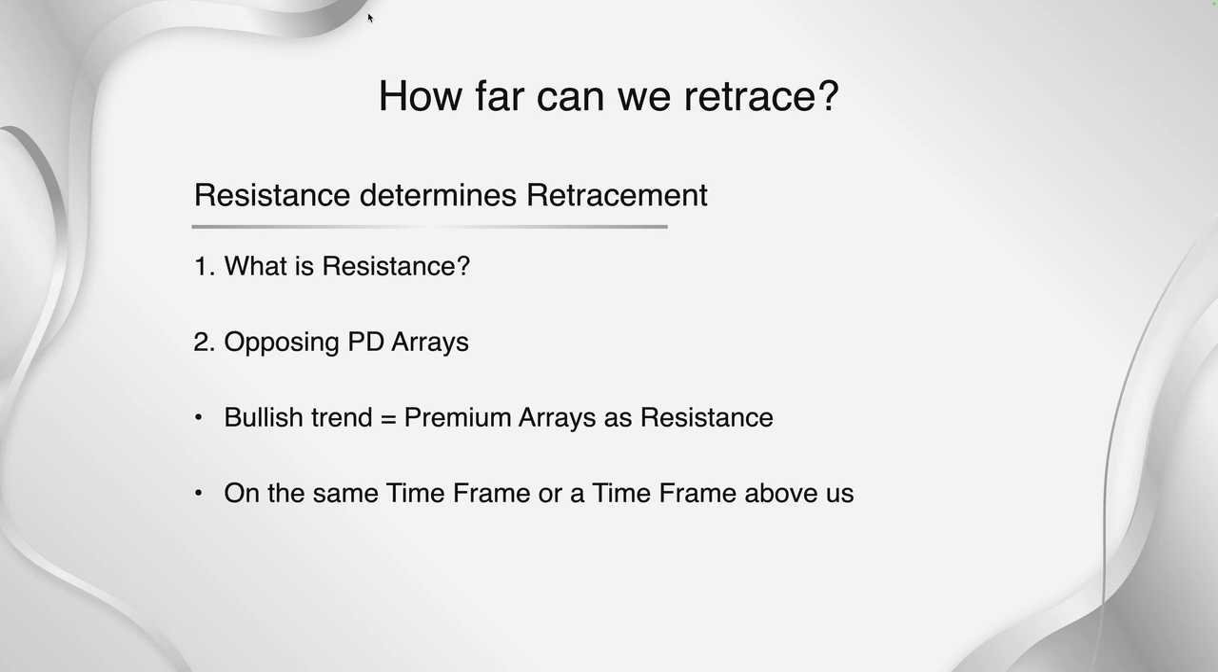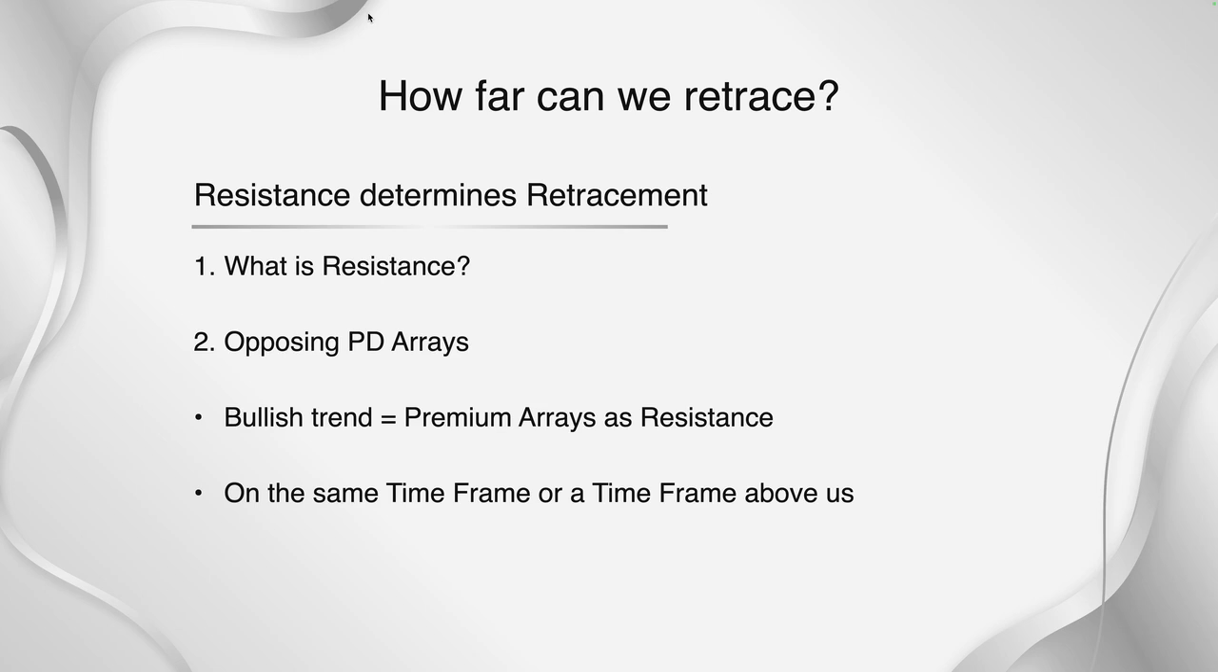So resistance is always viewed on the same time frame or a time frame above us. For example, if we take a look at the 15-minute time frame and we are looking at a 15-minute discount array to trade off of, then 1-minute premium arrays are not resistance because they are not on the same time frame as that 15-minute discount array and they are not above us. That's quite important to understand as well, how we filter out the right resistance.